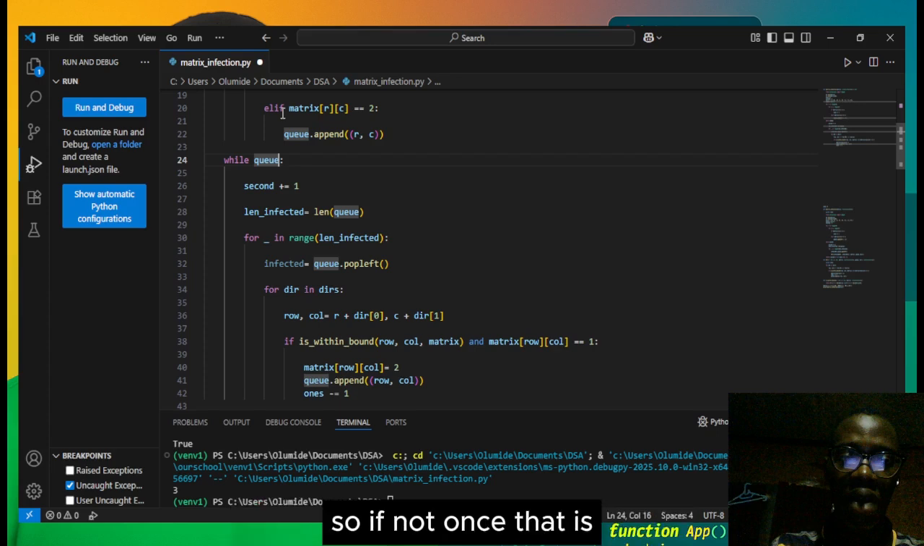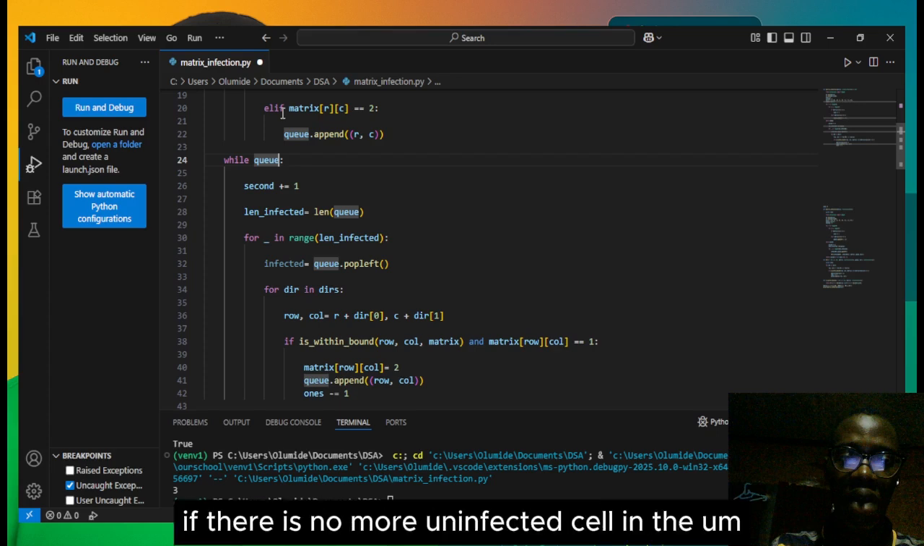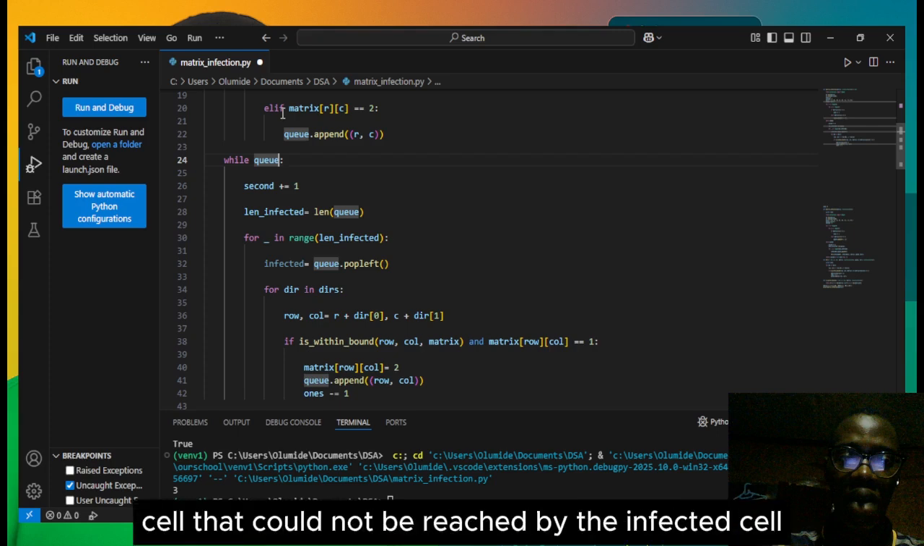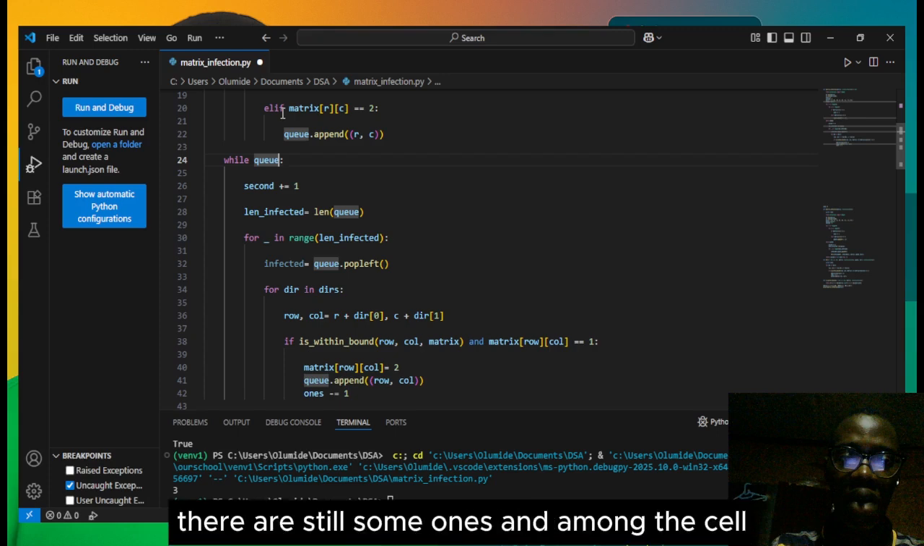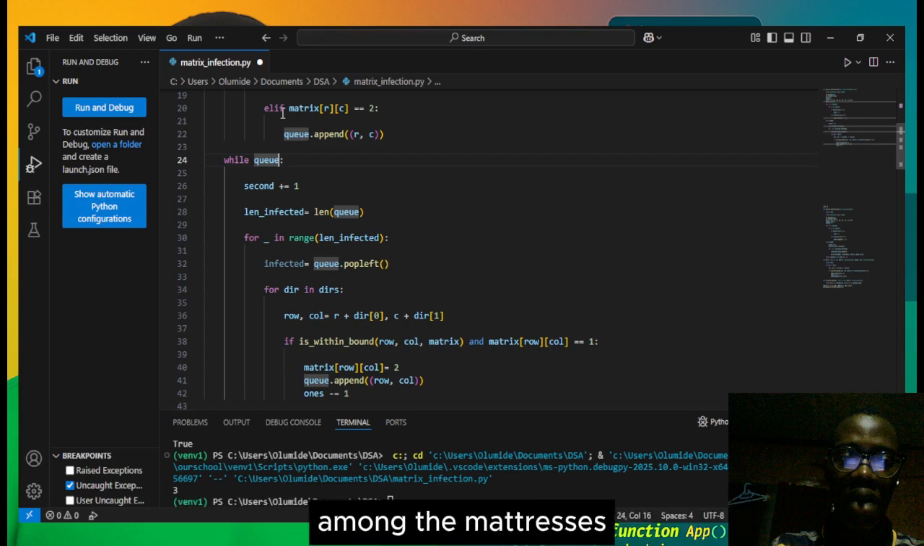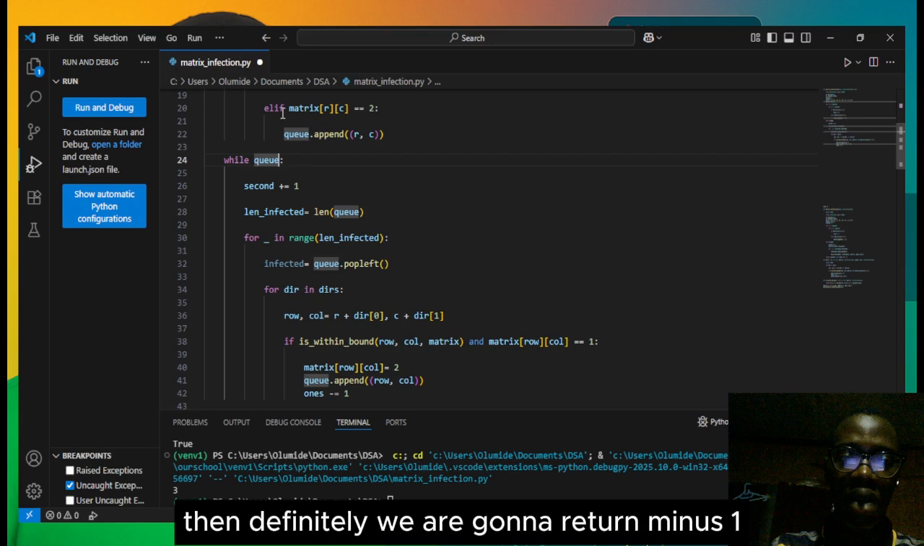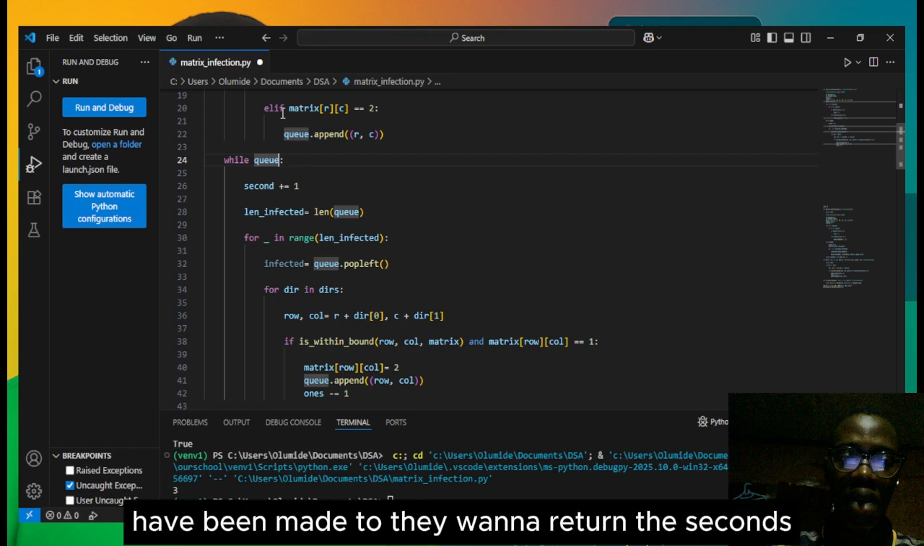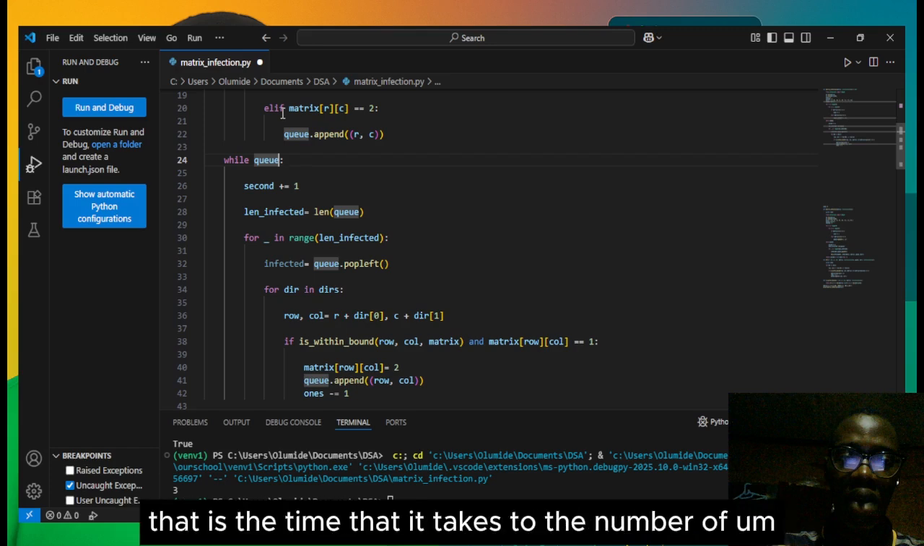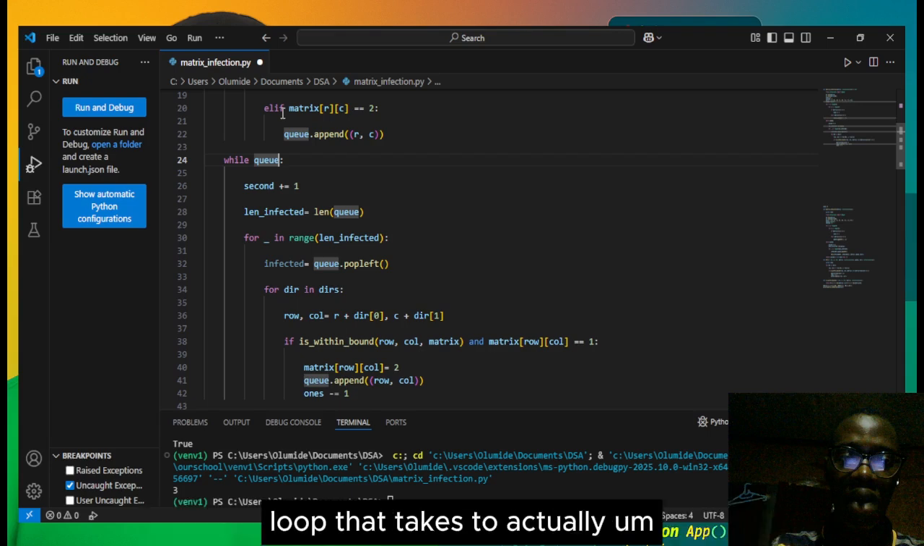So if not ones, that is if there is no more uninfected cell in the matrix, then return second, else return -1. In the situation whereby there are still uninfected cells that could not be reached by the infected cells, that is there are still some ones among the matrix, then definitely we are going to return -1. But in the situation whereby all ones have been converted to infected, then when I return the seconds, that is the number of loops that it takes to actually infect every one of the cells.